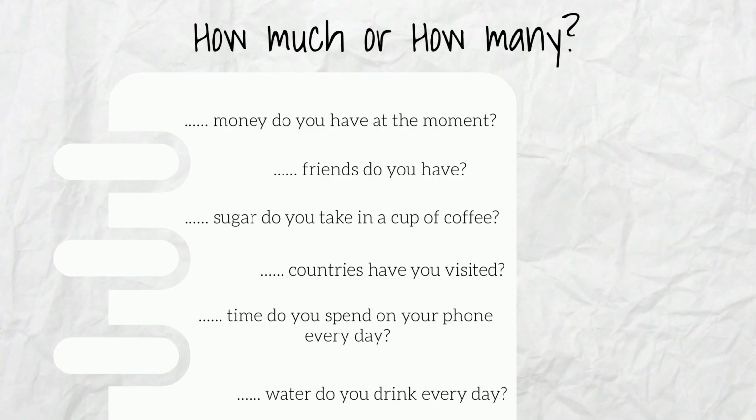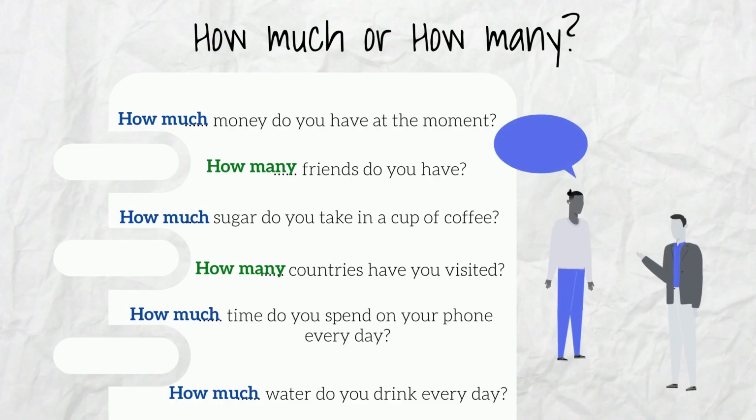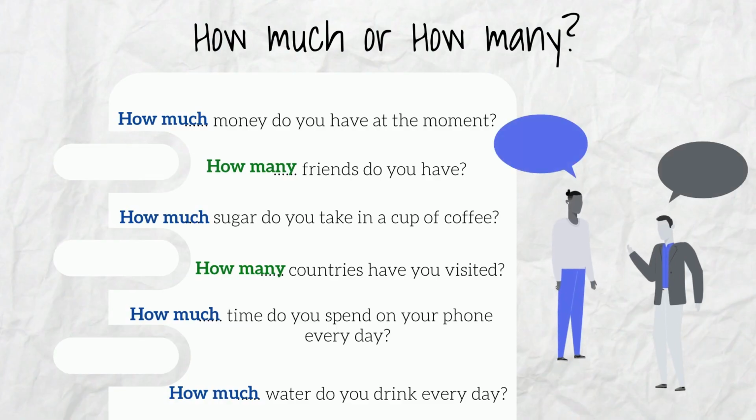Welcome back. Let's check the answers. Remember that how much is used with uncountable nouns. This means that when we are asking about money, sugar, time, and water, we need to use how much. Friends and countries are countable, so we use how many. Now find someone to practice asking and answering the questions. Think of some more questions to ask using how much and how many.